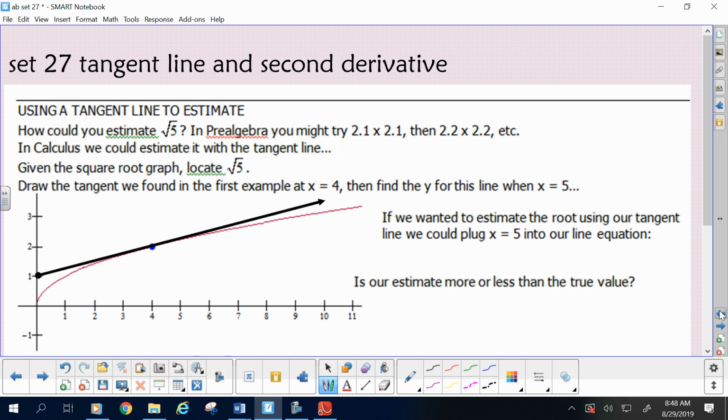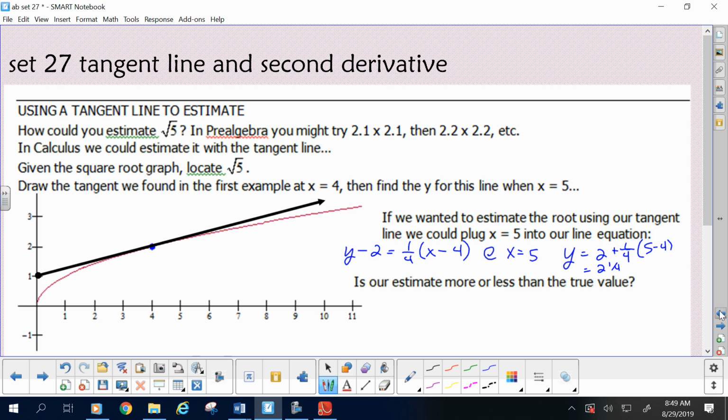We have the line already, y minus 2 equals 1/4 (x minus 4), right? Is that right? Yeah, okay. Now if we evaluate that at x equals 5, then isn't y 2 plus a fourth? If I move the 2 over, then it's 2 plus a fourth times (5 minus 4), or 2 and a fourth. Now that took practically no time.